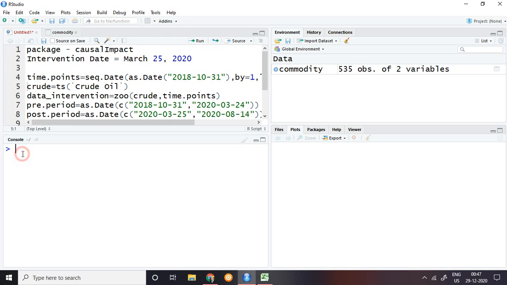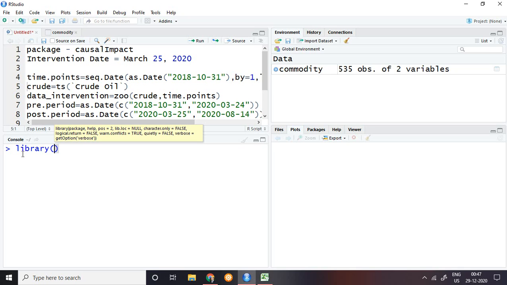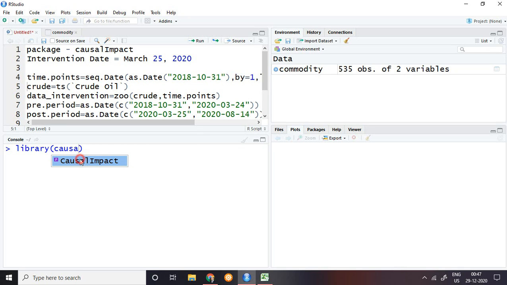I have already installed this package, so I simply load it in library so that it can be recalled. So library, CausalImpact, and enter. Now the CausalImpact package has been loaded in my RStudio.